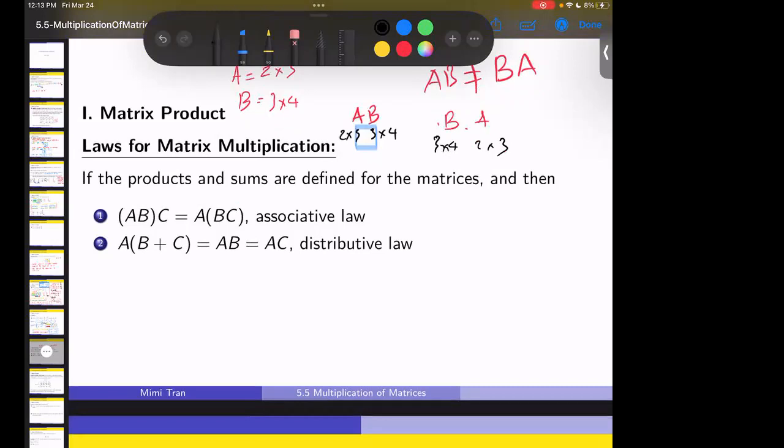Distributive law, matrix A times the sum of 2 matrices, you can distribute them by multiplying. Distribute matrix A into each of those. Assume they have the same inner dimension.